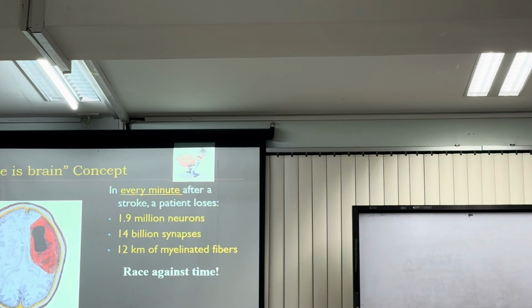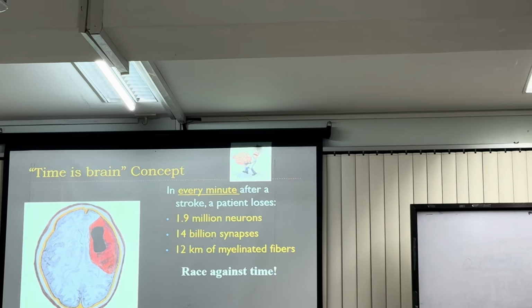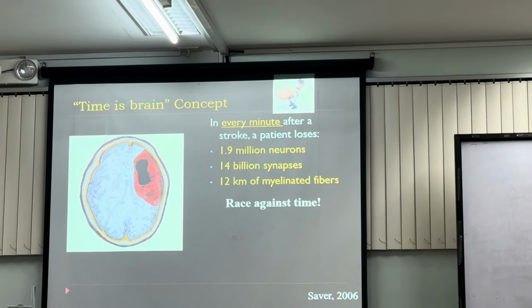Here, the concept is time is brain. We are billionaires, diba? In terms of number of neurons in the brain, billionaires. But when an occlusion happens in the middle cerebral artery, for example, if you don't restore the blood supply to those dying neurons, in every minute, we lose 1.9 million neurons. 1.9 million in every minute.